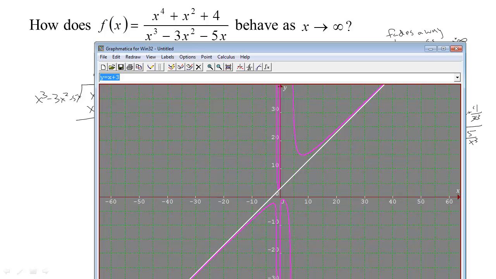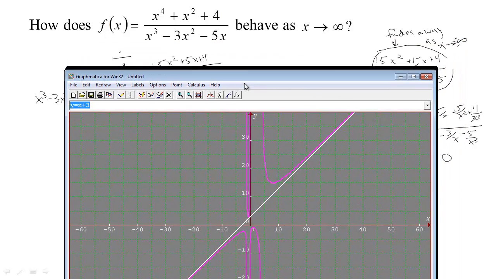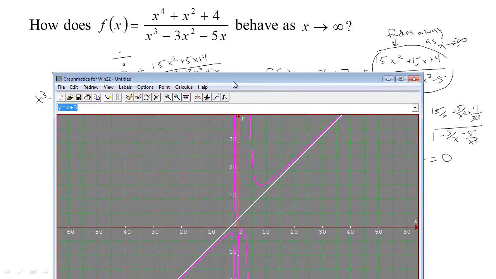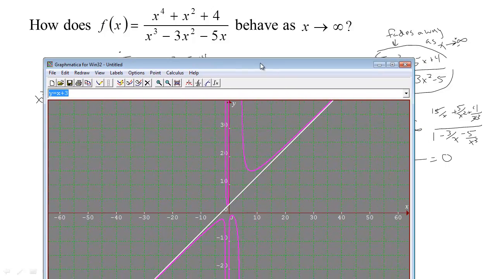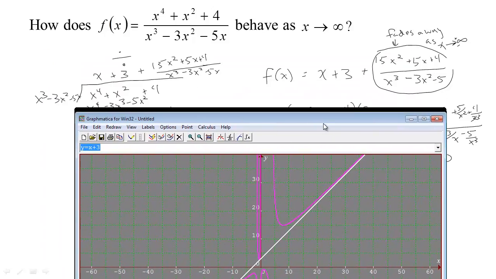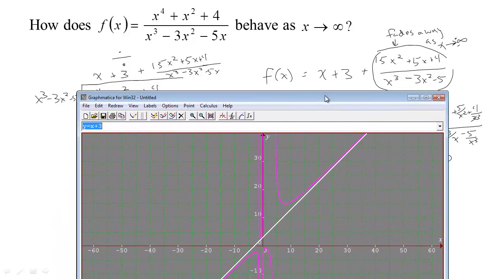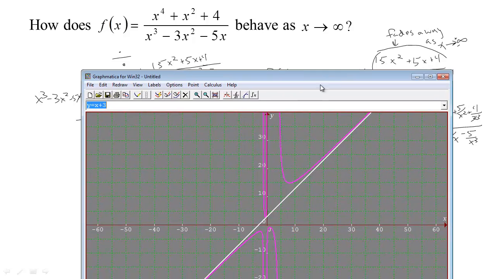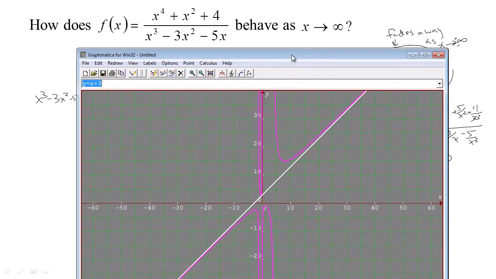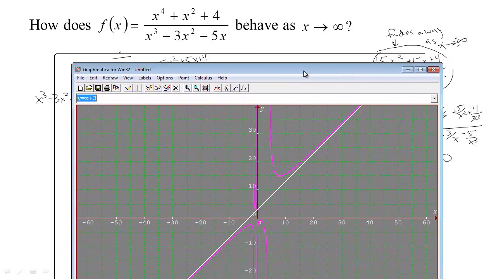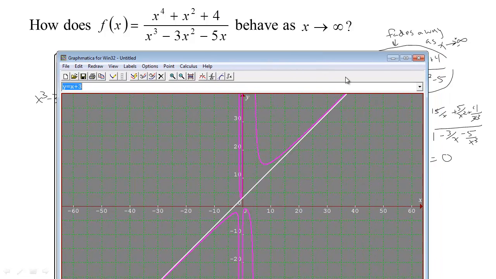We call this line x plus 3 a slant asymptote or an oblique asymptote. So we have this oblique asymptote that the graph is approaching. Remember, an asymptote is a line that the graph approaches, and so that fits the bill there. So if you hear slant asymptote or oblique asymptote, that's how you find one. You use long division.